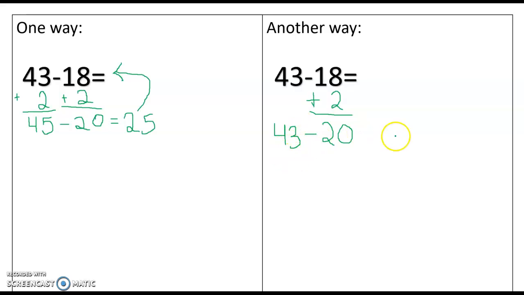All right, now we know the ones place will stay the same. Four 10s, we're taking away 2 10s. 4 minus 2 is 2. Now, because I gave 2 to this side of the equation, I have to do it to this side of the equation. So I've given 2 here. I need to give it here.